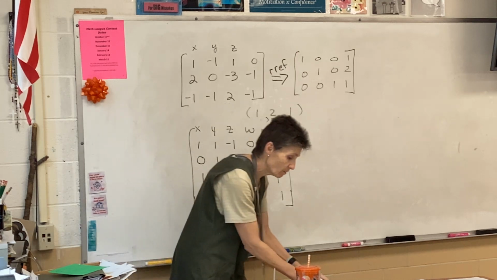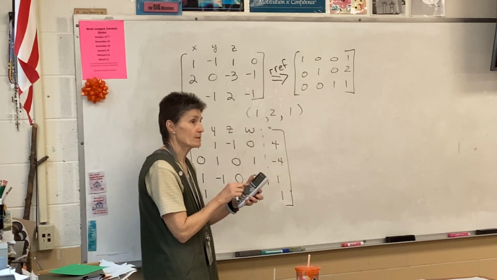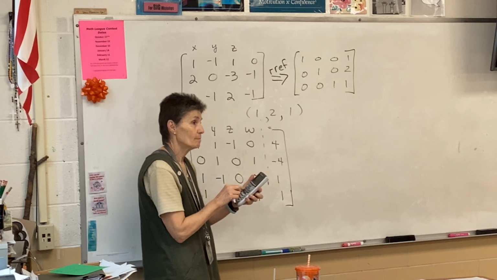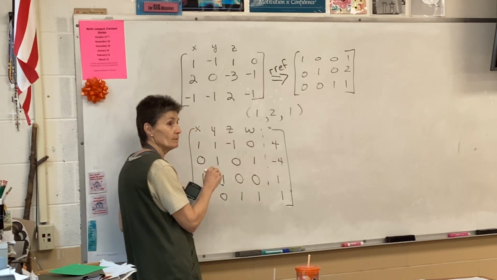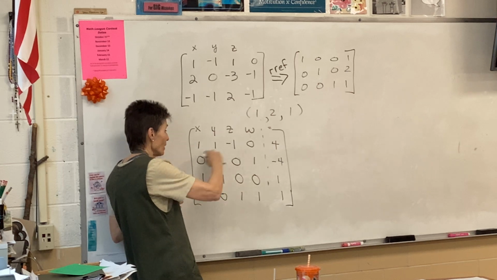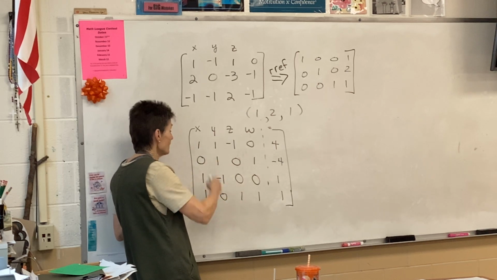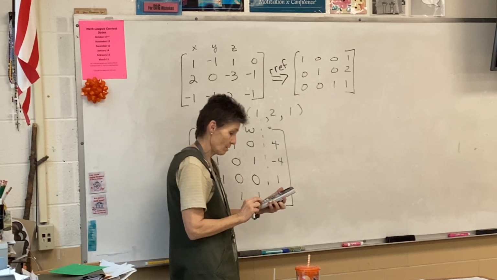All right, here we go. I'll put it into my calculator. So what do I do first? Second matrix, edit. Now be careful. How big is this guy? Watch it. How many rows? 4. How many columns? 5. So this one is a 4 by 5.